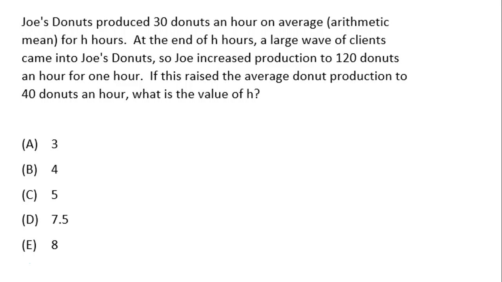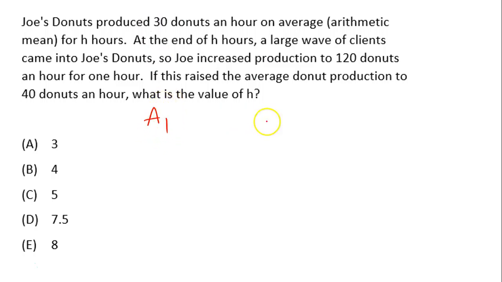Joe's Donuts produce 30 donuts an hour for the initial H hours. Then after the end of H hours, it increased the production to 120 donuts an hour for precisely 1 hour. Now 30 and 120 is given as average 1 and average 2. In between these two, if I consider the overall average for the initial H plus the next 1 hour, so for a total of H plus 1 hour, the total average is 40 donuts an hour. Now we need to find the value of H.